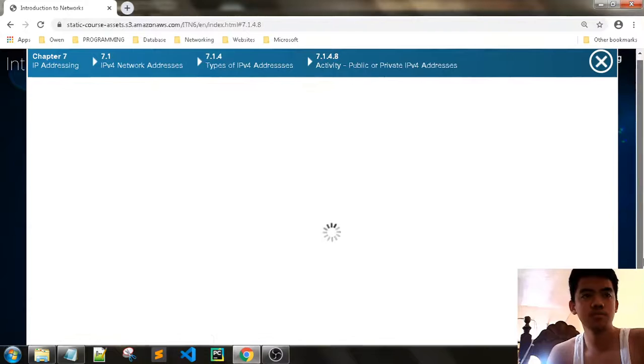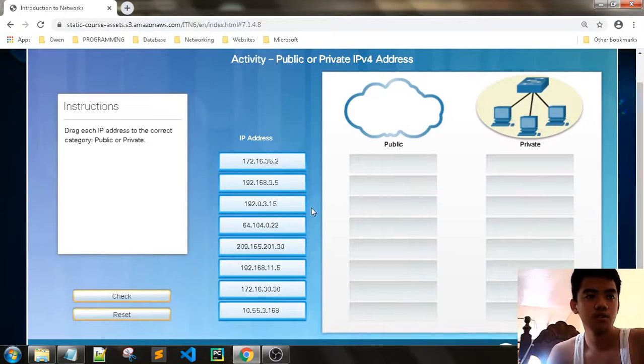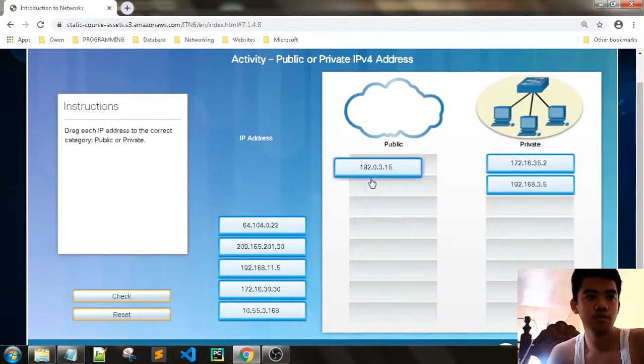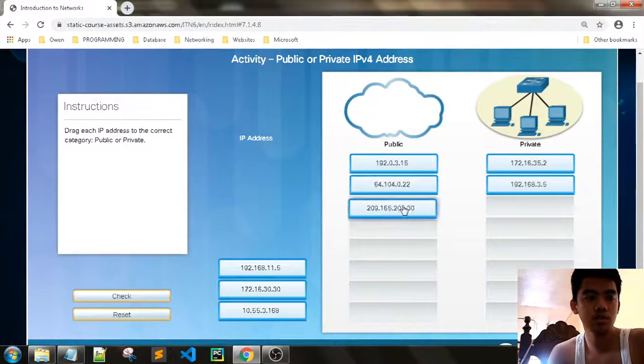Public or private IPv4 address? 172.16 is private. 209 I think is public.